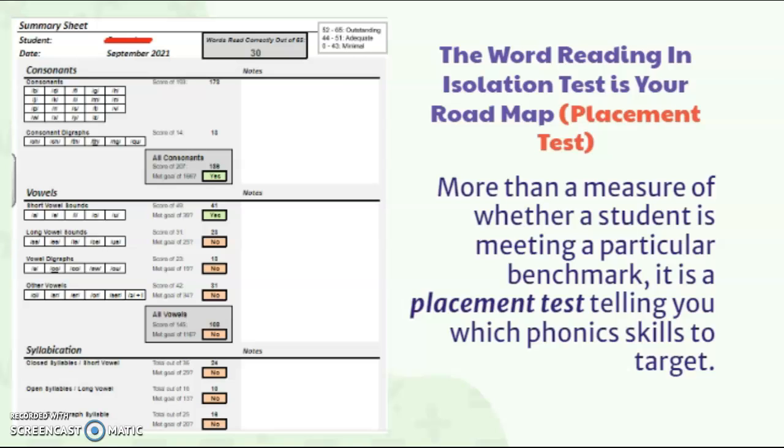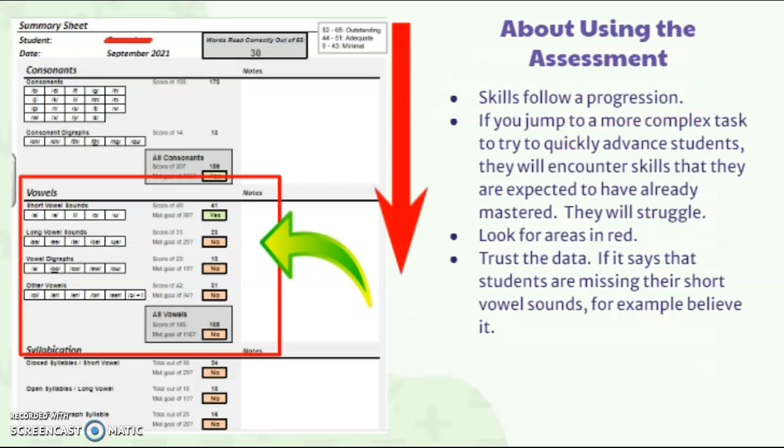Let's talk for a moment about the purpose of the word reading in isolation test. It's much more than a benchmark assessment that tells you whether or not a student is able to read grade level words. It's actually a placement test. And so if you use the Teachers Pay Teachers resource, it efficiently shows you whether a student has mastered a skill or not.